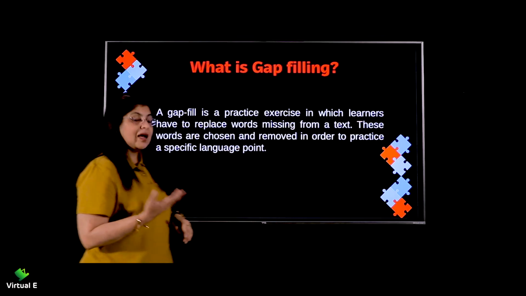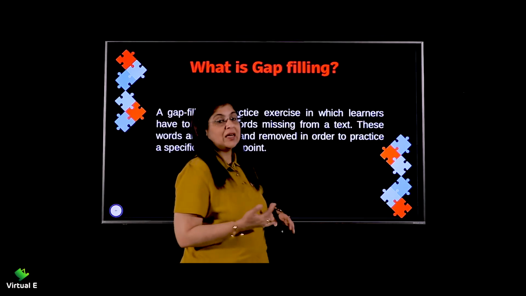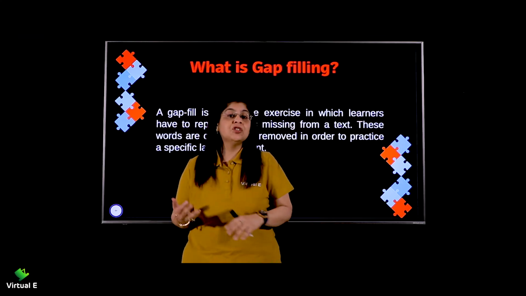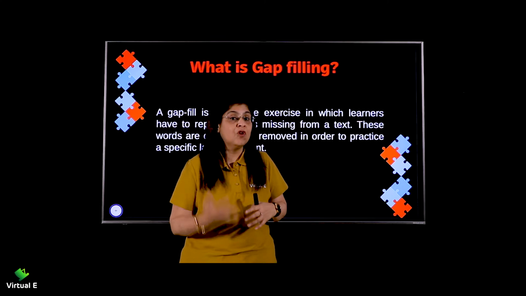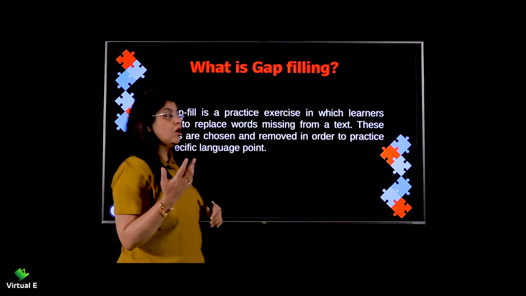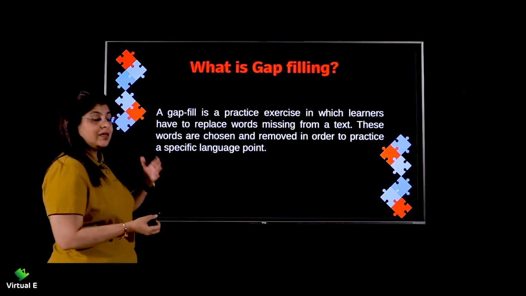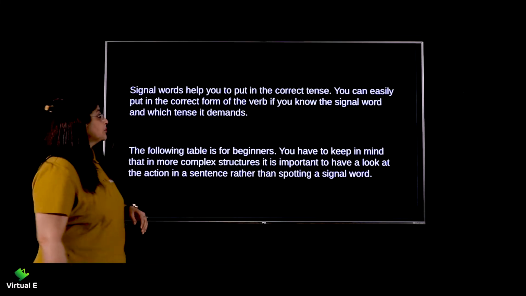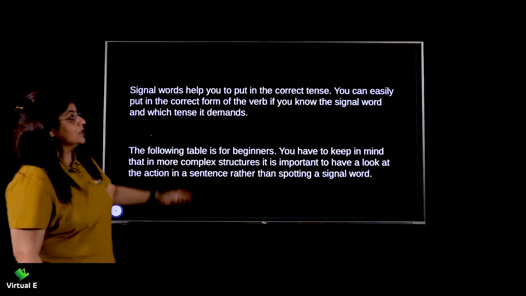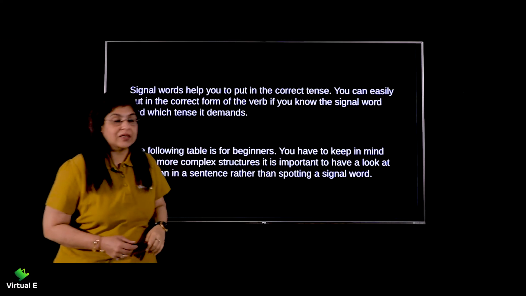Now, your grammar, you have your parts of speech. It can be probably your prepositions, your articles, your subject-verb agreement, the different forms of your tenses, of the verbs. So these are the things which will come, and of course, you have to be utmost careful. Signal words help you to put in the correct tense.